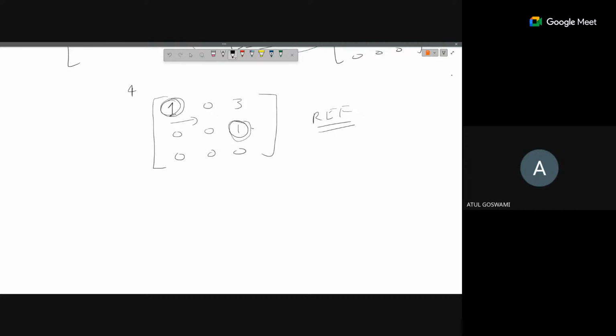Yes. So these are the conditions for regular. This is very simple, and that's it. And in the third row, there is no one, right? So that doesn't matter. Yeah, there is no leading entry.